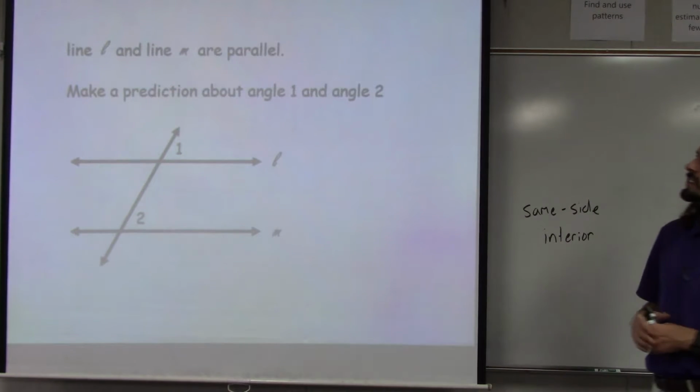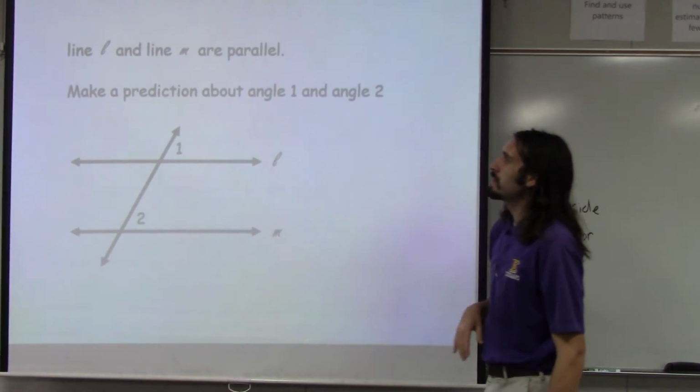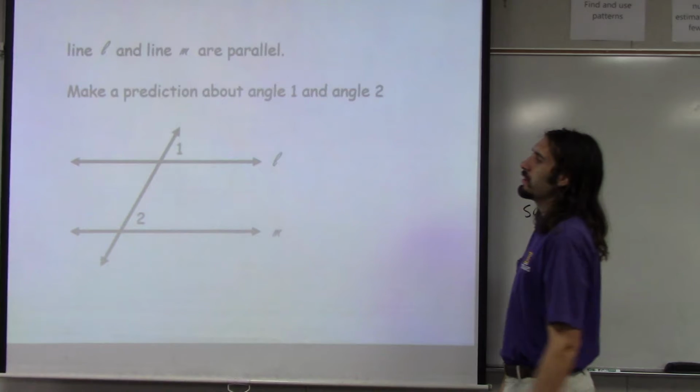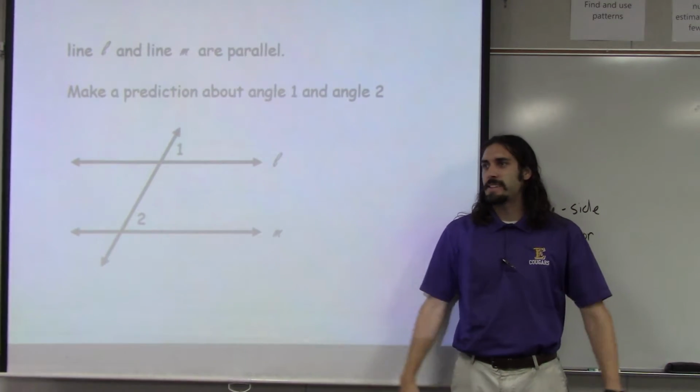Line K and L are parallel. They are drawn parallel. You may trust the picture. I'm telling you they're parallel. I'm going to make a prediction about angle 1 and 2. Go ahead and pause the video for 20 seconds and take a guess.